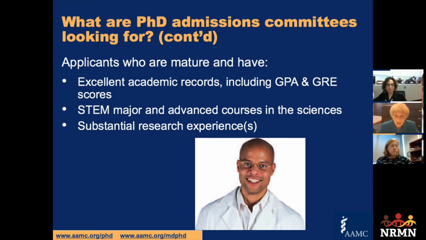Additionally, you have to have a reasonably good academic record. This is something we can talk about more in the question and answer period, including your GPA over time and the national exam, the GRE scores, which many schools these days are de-emphasized somewhat. To continue in a PhD program, you do have to have a STEM undergraduate major, and certainly most programs would prefer to see advanced courses in the sciences as well, and a substantial research experience.